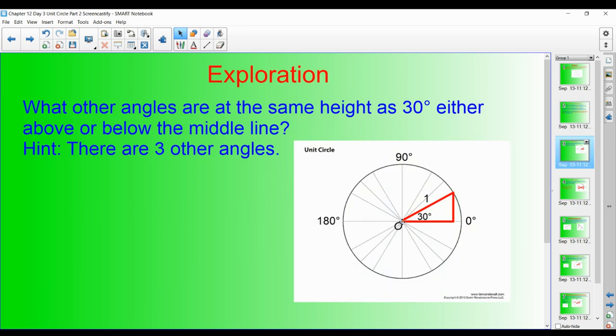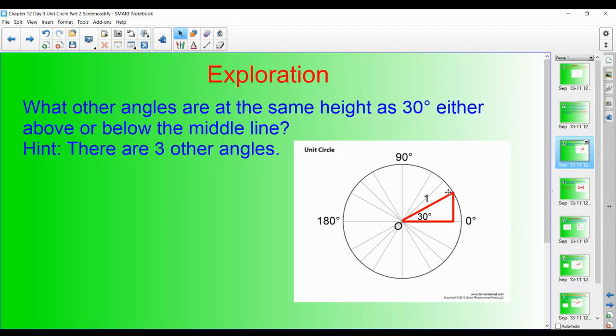So let's look at 30 degrees. If we start at 0 and go counterclockwise 30 degrees, we wind up here. Now we have to think about what other triangles on the unit circle have the same height, the same ending point at this height.